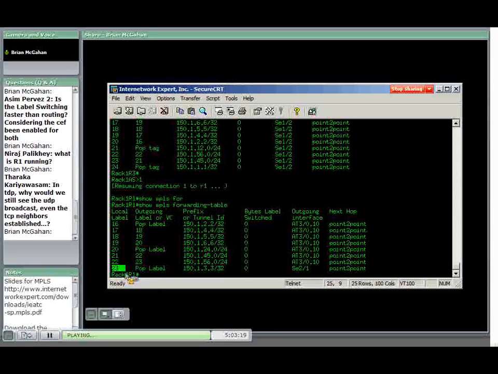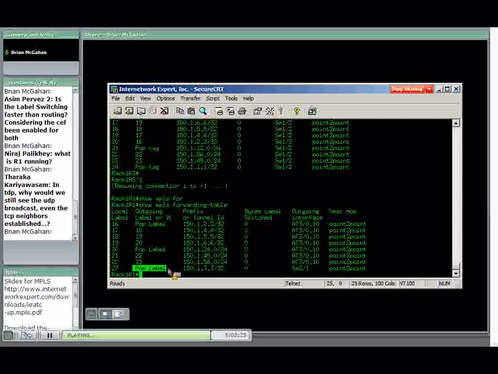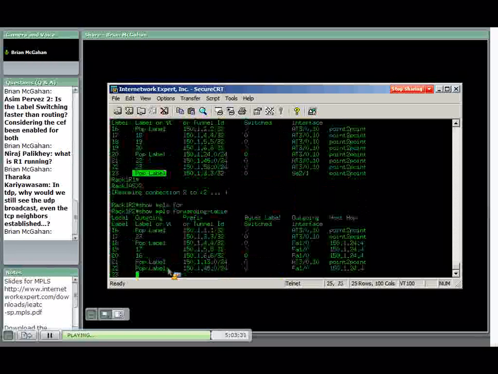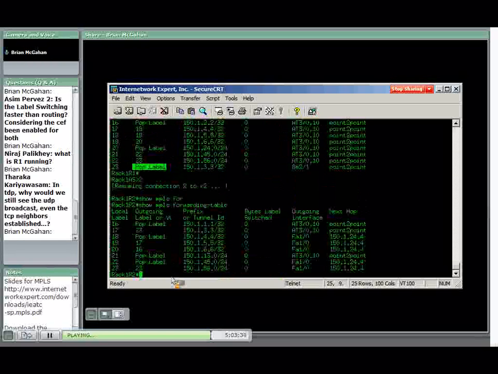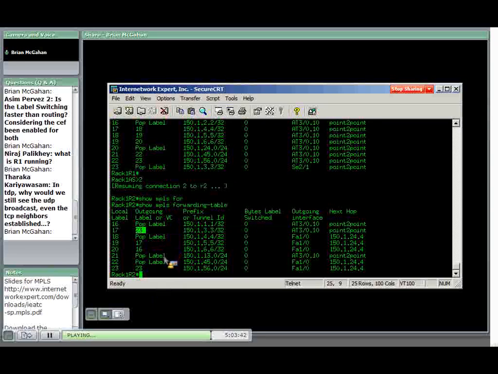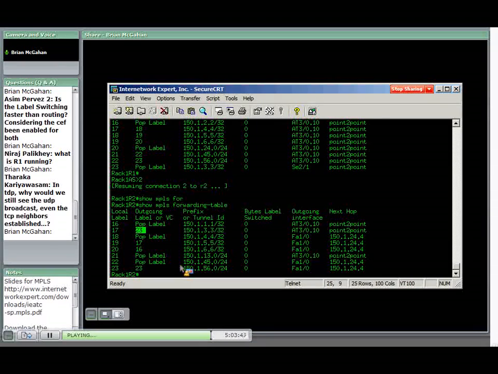So if we go to router 1, and we say show MPLS forwarding table, we see that if we are sending a packet out to router 3's loopback, we are not going to send it as tagged because router 3 is advertising the implicit null label onto us. So as traffic is going to router 3's loopback, router 1 is performing the PHP, the penultimate hop popping.